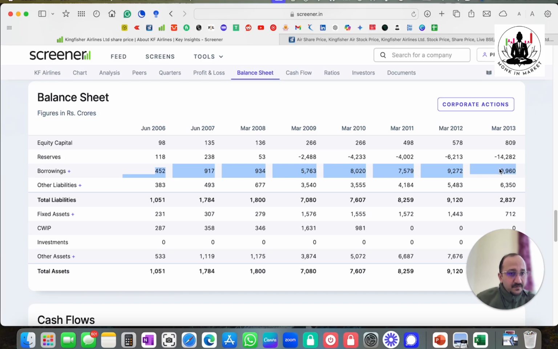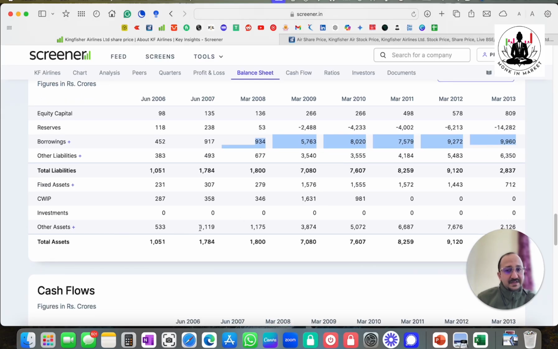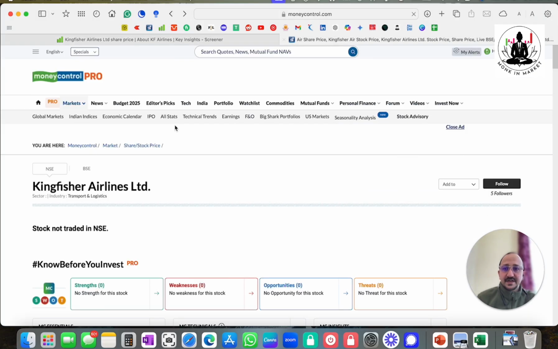So the loan was more than the equity, again a bad sign, because he was not raising money from the shareholders or his own money. He was not putting his own money. He was taking more and more loan, and loans were increasing a lot. So it was a bad sign. Other liabilities were also increasing, though he managed to maintain the other assets. So let's see it over here, guys.